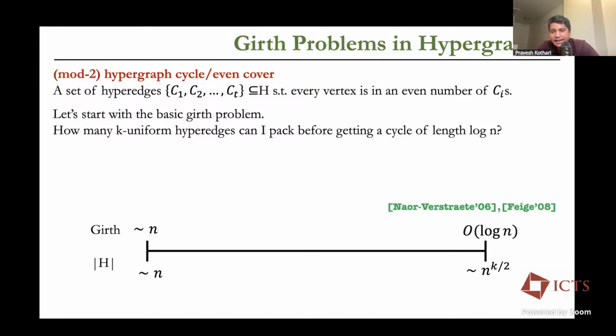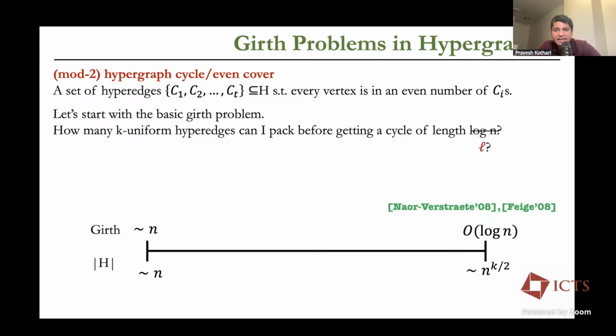Some of the polylogarithmic factors appearing in the result were improved later on by Feige, but let me not harp too much about that. Let's ask a more nuanced question. What happens in between, in this giant regime left open before us, between n and n to the k over 2?